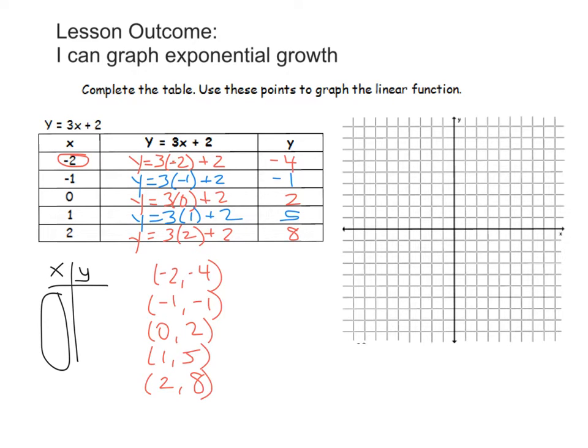So when we graph each of these, we're going to find -2, -4 on the coordinate plane, which is right there. And then -1, -1 here. 0, 2, which is here. 1, 5, which is there. And 2, 8, which is there. And we see that each of those points is in a line because this is a linear function, and we graph the line through those points.